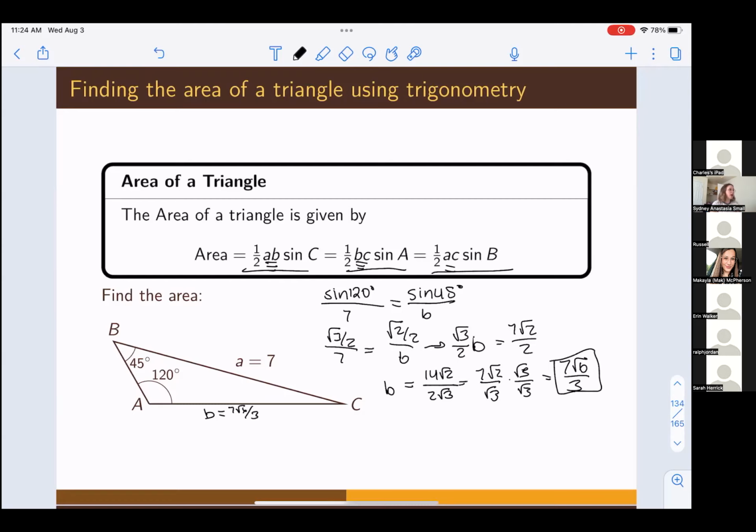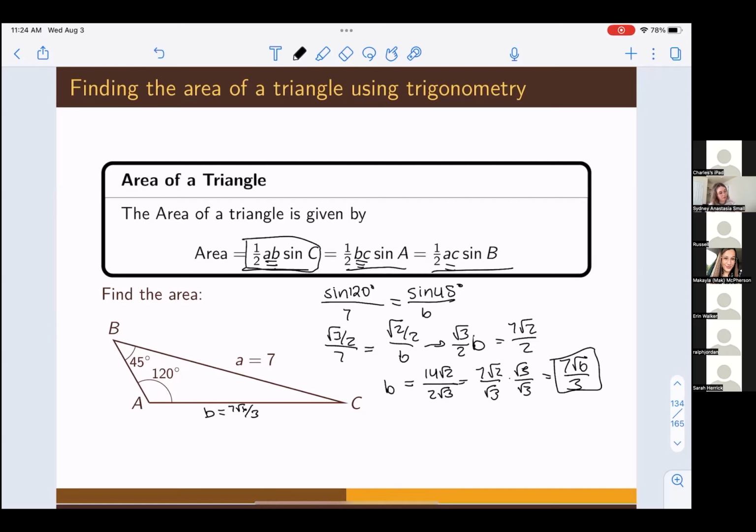Okay, we have that. So I now know sides A and B. So I think I'm going to want to use this formula. However, I also need the sine of angle C, and I don't have angle C yet. How do I get angle C? Well, I know that 180 degrees is equal to 120 degrees plus 45 degrees plus C. Therefore, subtracting 120 plus 45 from both sides, I get that C is just equal to 15 degrees.